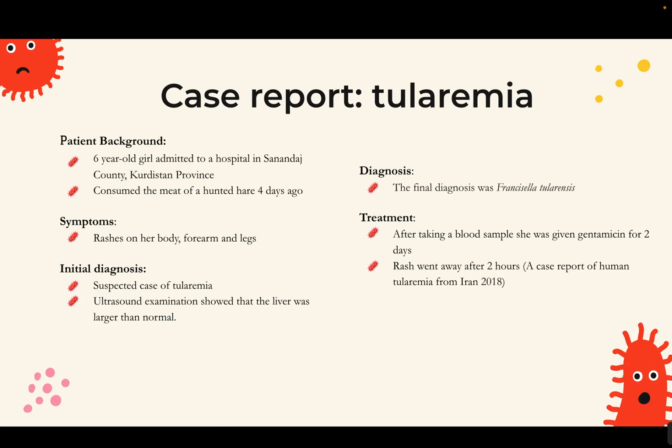For tularemia, there was a patient. She was 6 years old and had consumed the meat of a hunted hare 4 days before. Symptoms: rashes on her body, forearms, and legs. Initial diagnosis: they suspected a case of tularemia. An ultrasound examination showed that the liver was larger than normal. The final diagnosis was Francisella tularensis. Treatment: after a blood sample, she was given gentamicin for 2 days. The rash went away after 2 hours.